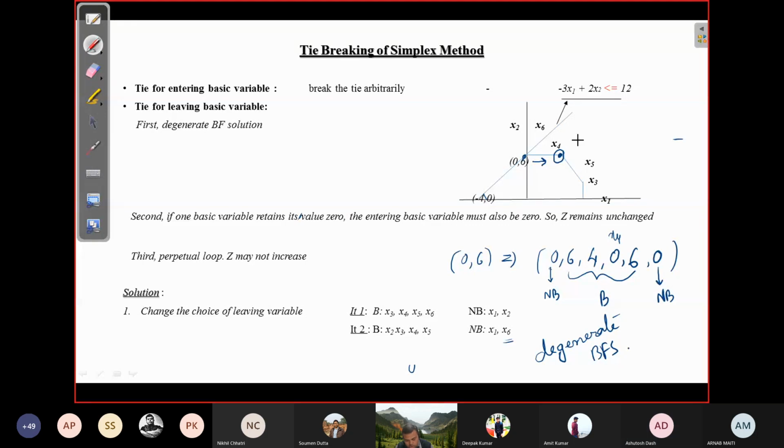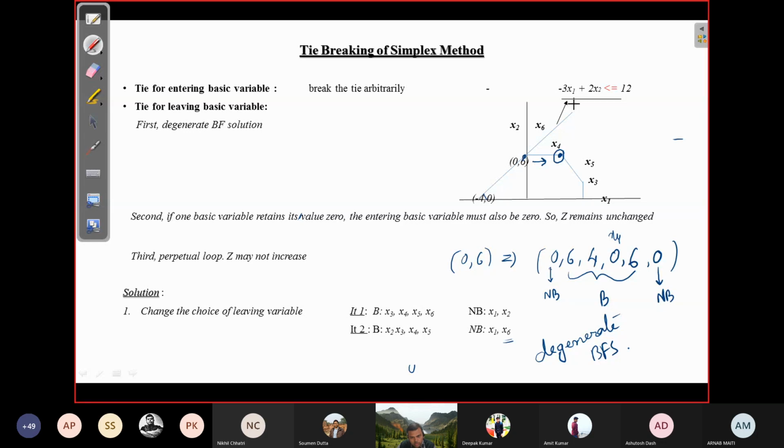But have we chosen x6 to enter the base? It has already left the base in iteration 2, and we have chosen x1 to enter, not x6. So we will never get this point, because then x6 should enter the base and have some positive value. So perform this next iteration and see that you will never reach this point; you will be stuck here.